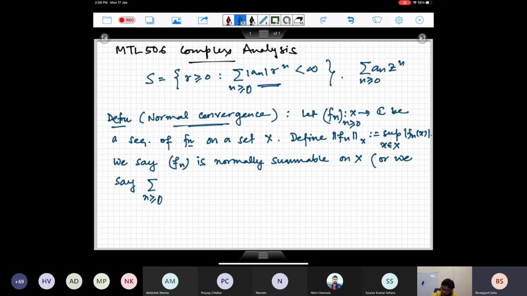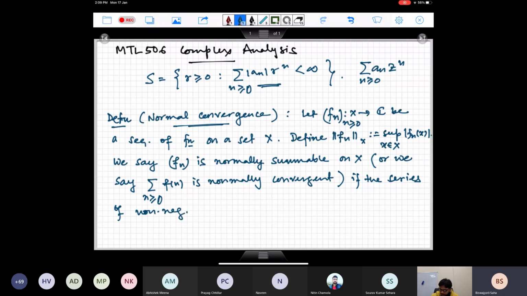Let's say fn is normally convergent, if the series of non-negative real numbers, the summation of the norm of fn, is finite. So what do I have? I have this notion of normal convergence. This is what it is saying.